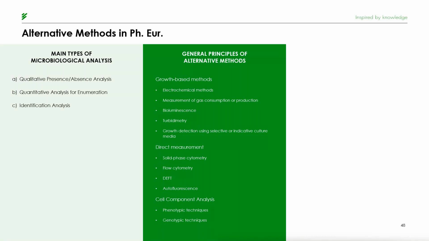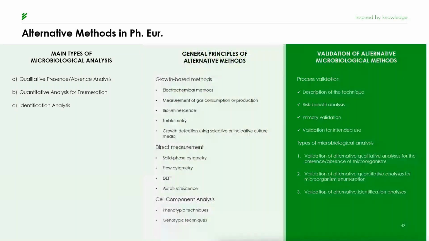And for the analysis of cellular components, phenotypic and genotypic techniques. Regarding the validation of these alternative methods, the Pharmacopoeia indicates the steps to follow to validate it, which include the description of the technique, the risk-benefit analysis, a primary validation, and consequently a validation for the intended use. The validation processes will depend on the type of microbiological analysis.